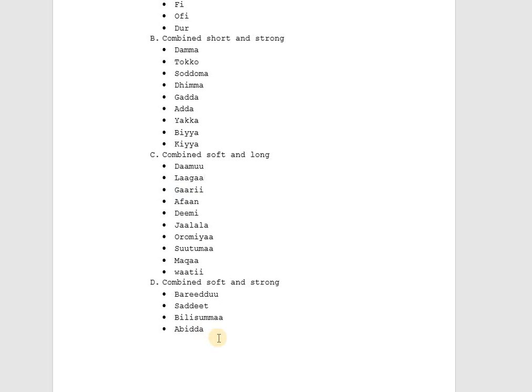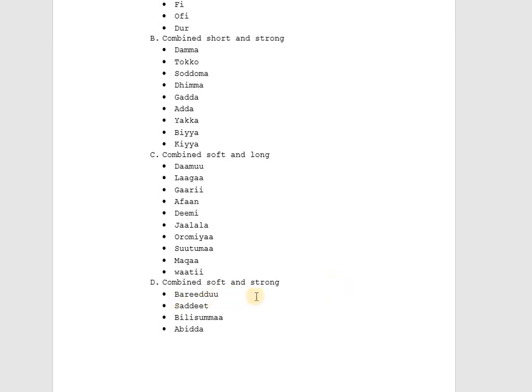And here is the last one, strong, soft and strong. Here the soft and the strong are combined. We can have multiple combinations. We can actually combine any of these, but these are just some examples for soft and strong.